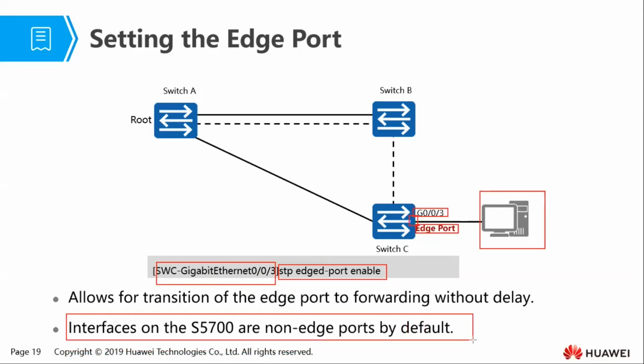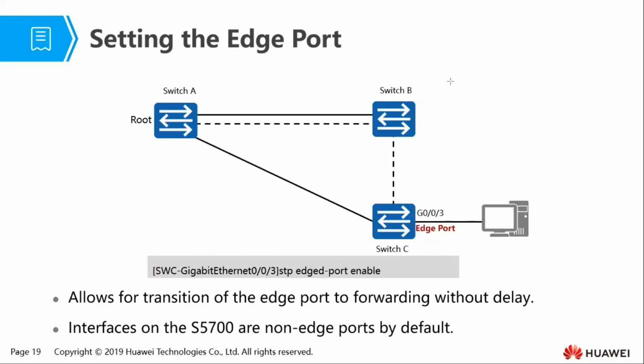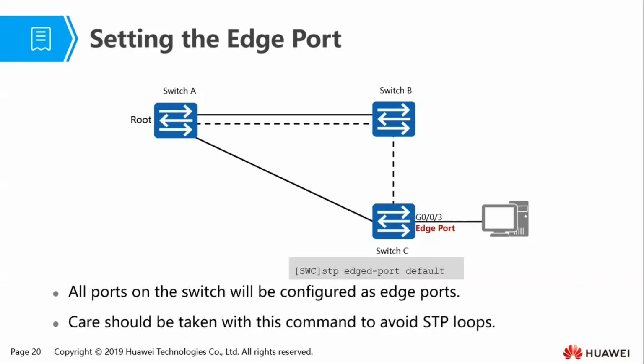It is important to note that by default, ports on the S5700 and even the current Huawei switches are set as non-edge ports. So if you want them to become an edge port, you have to configure. So you can either do one by one, or you can configure all of them to be edged ports using this command on system view.